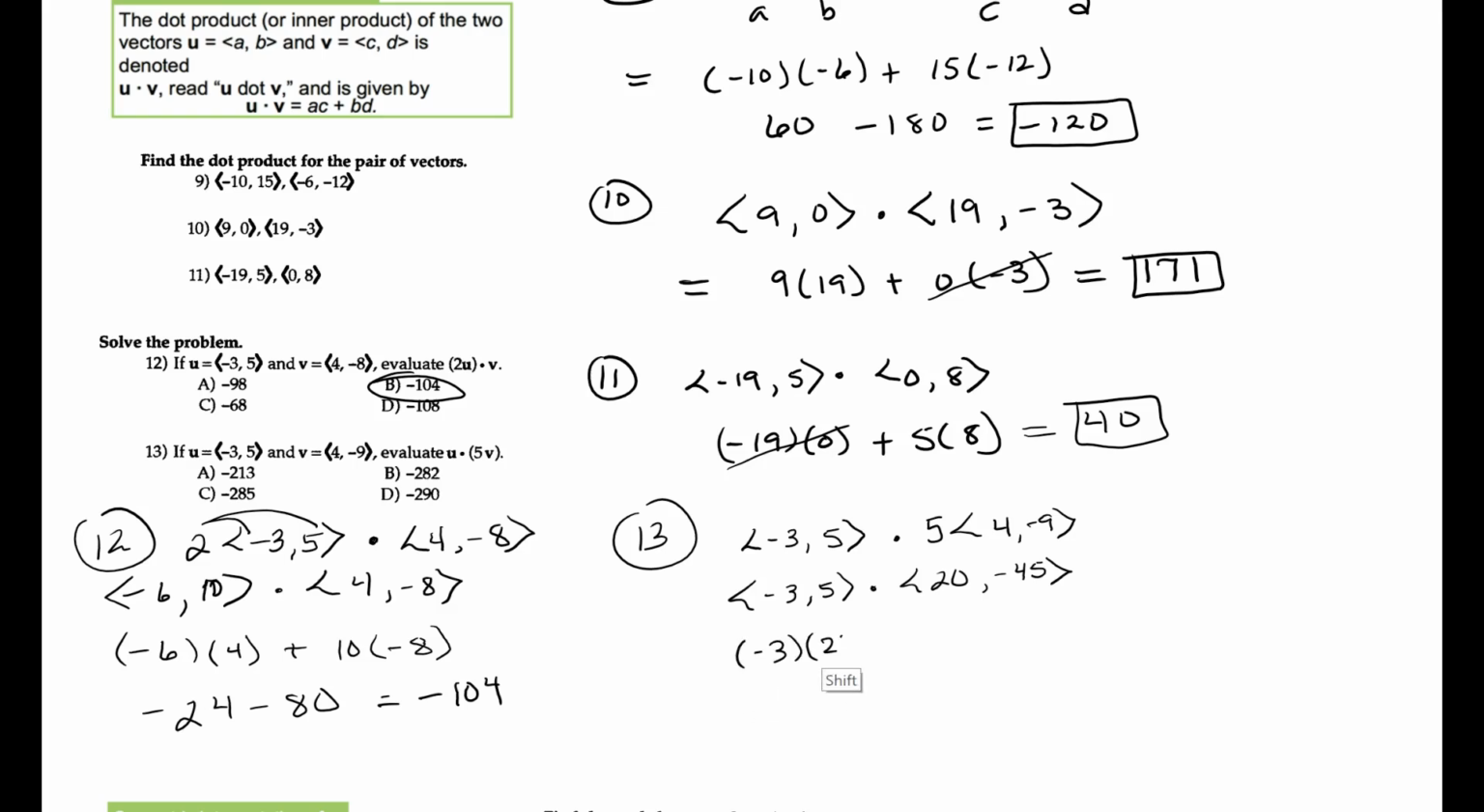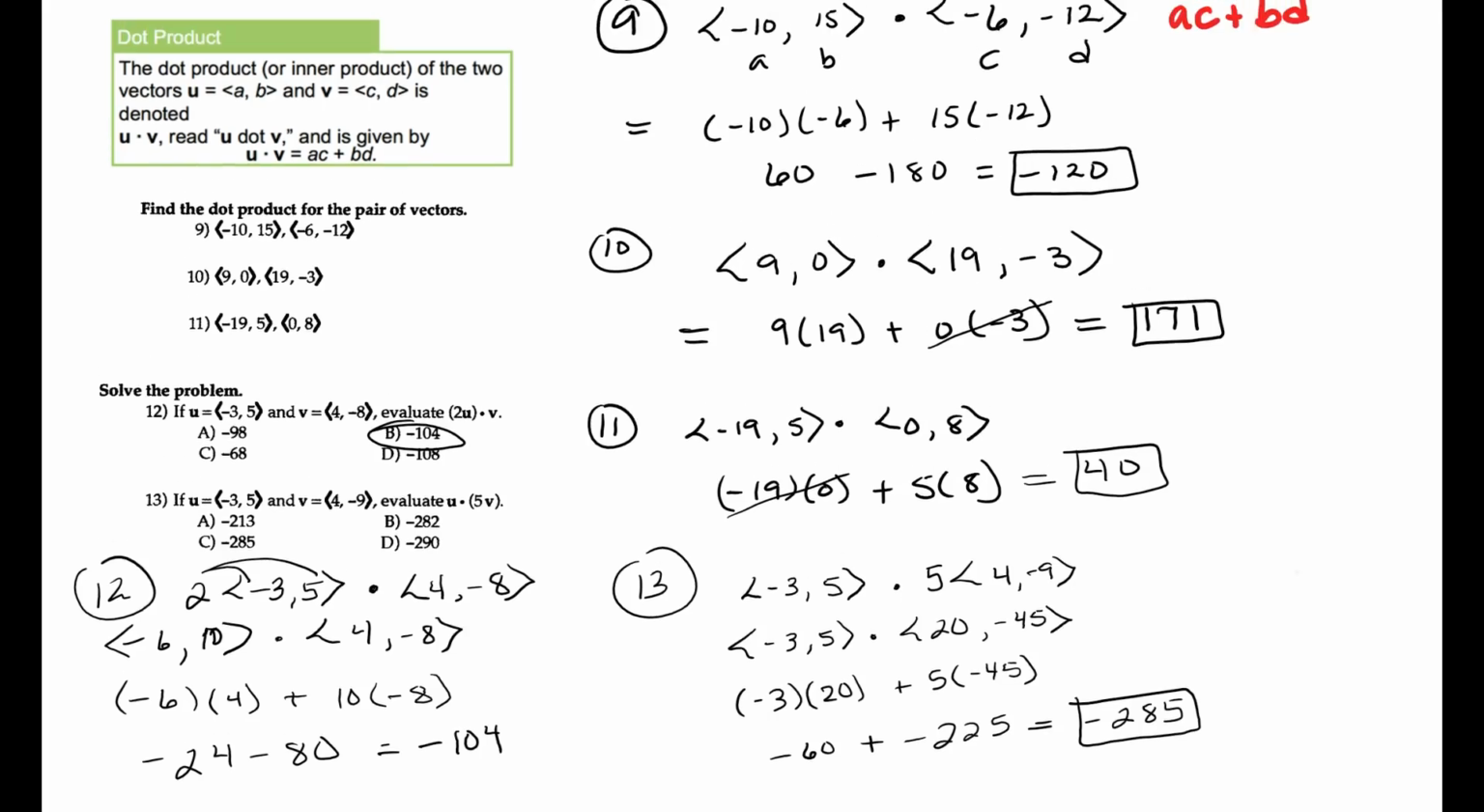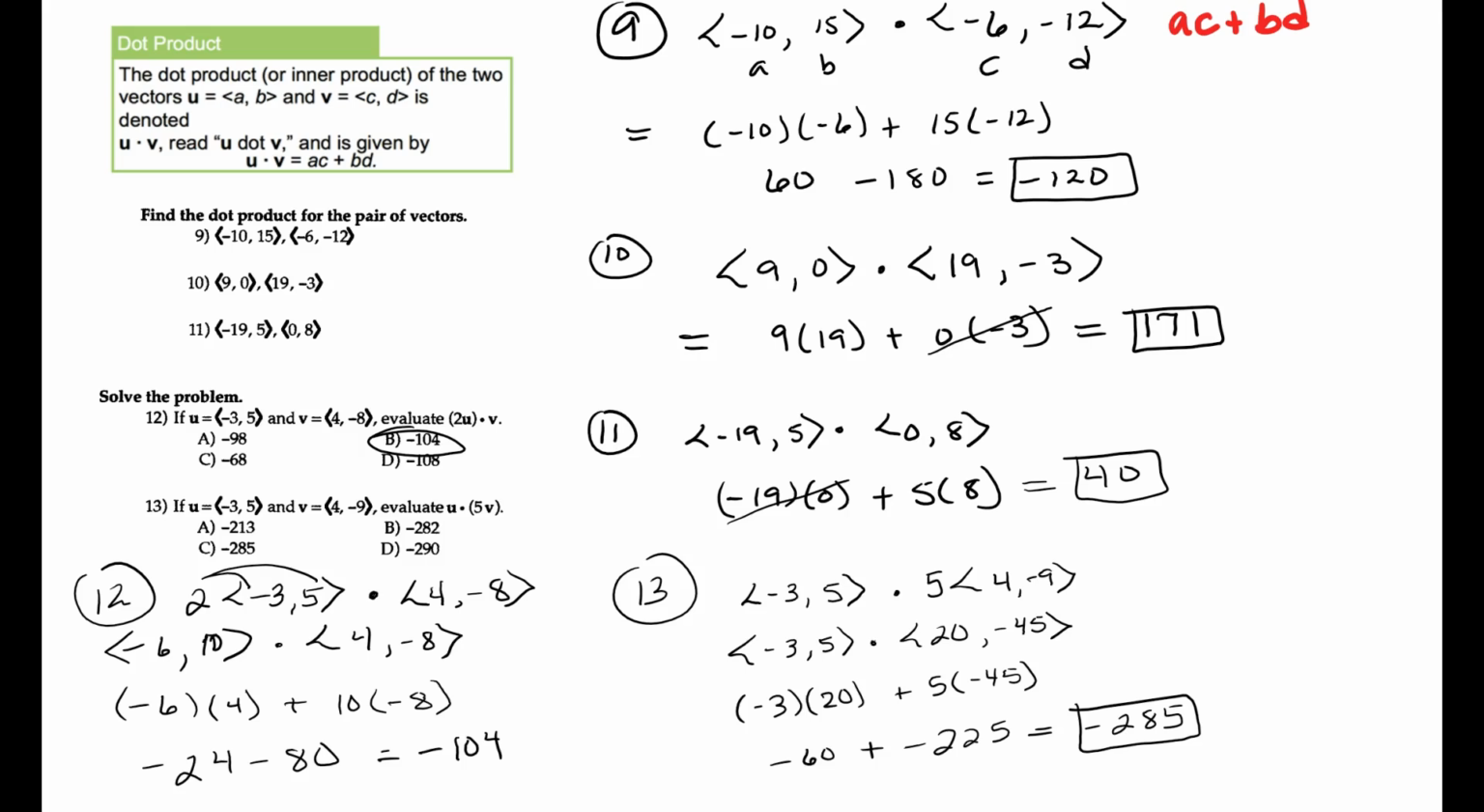Negative 3 by 20 plus 5 by negative 45 gives us negative 60 plus a negative 225. And when we combine all of this, we get negative 285. So just a nice number of examples here about the dot product and some combination with scalar multiplication, but really nice examples.